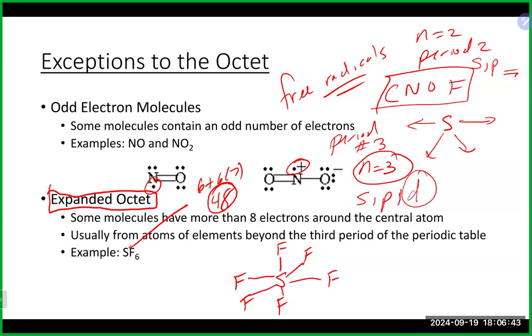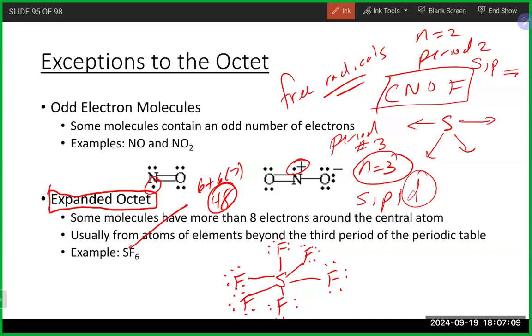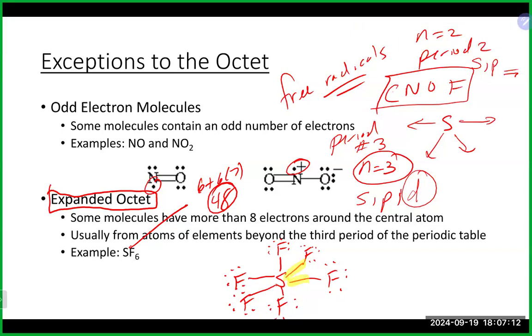That is 2, 4, 6, 8, 10, 12 electrons, 14, 16, 18, 20, 22, 24, 26, 28, 30, 32, 34, 36, 38, 40, 42, 44, 46, and 48 electrons. Sulfur is perfectly happy with that. And at this point, though, the sulfur has 2, 4, 6, 8, 10, 12 electrons around it. It has 6 electron pairs, and it is perfectly good. I would say probably the expanded octet is the most common one that we see.